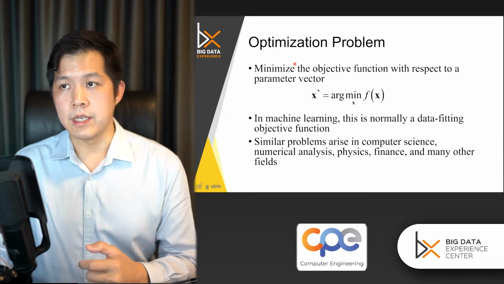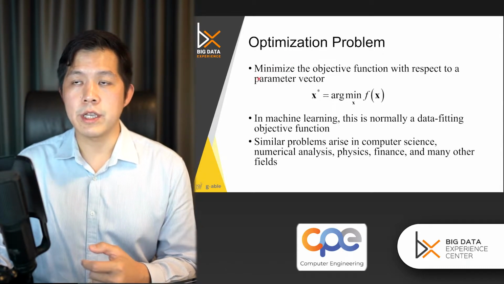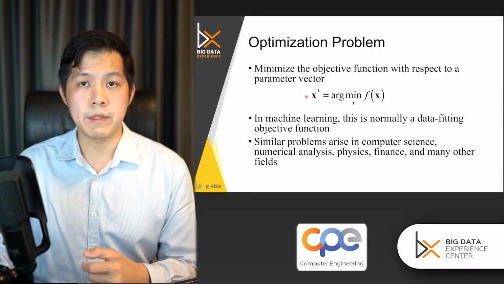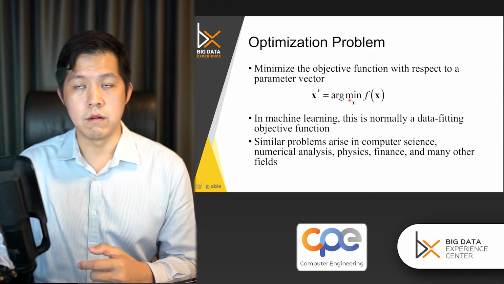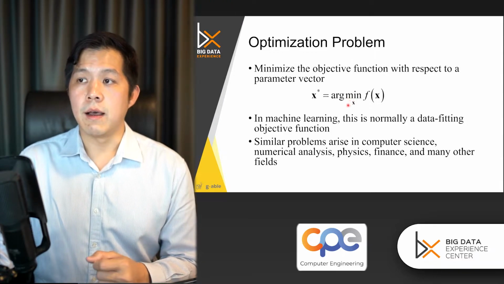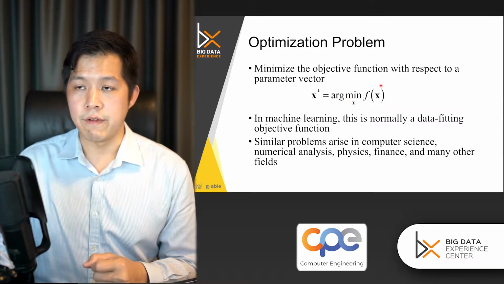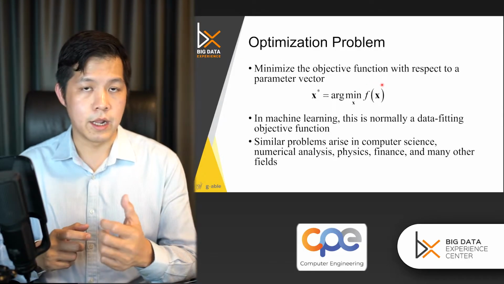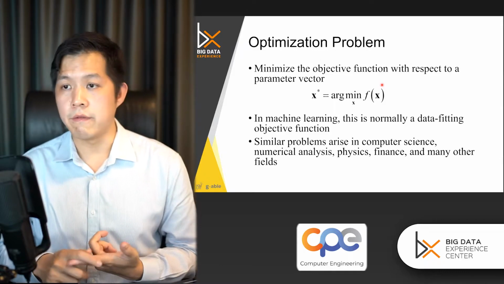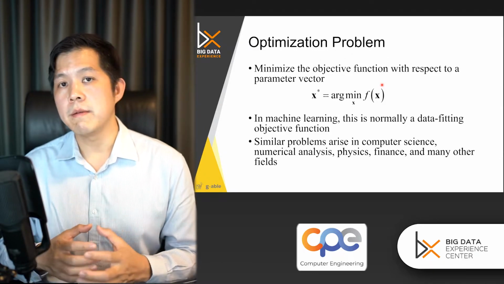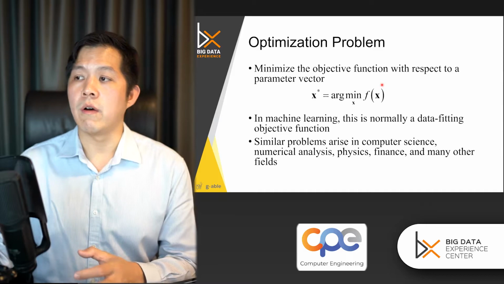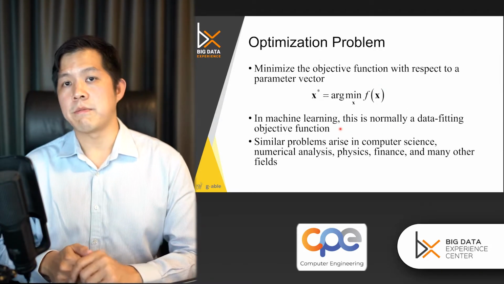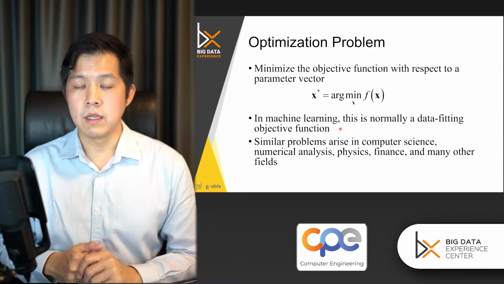So in our case here, we want optimization to find x, the best parameters, the best vector x, or the parameters that you want to optimize, by minimizing this function f(x). In machine learning, this f(x) function can be the loss function or the error function. We want to minimize them so that our model fits the data. And similar types of problems arise in many fields.